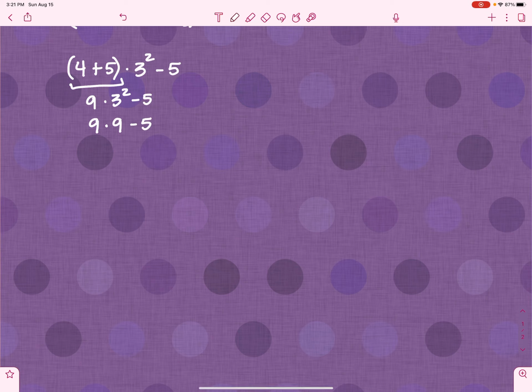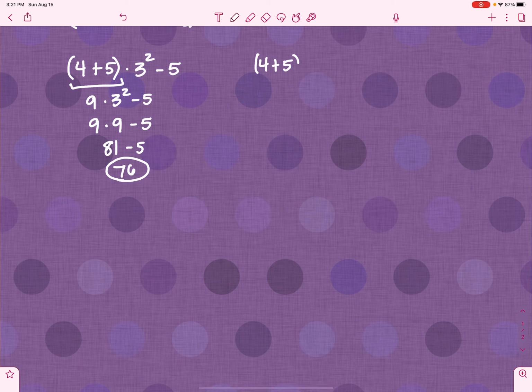Remember, I've got 9 times 9 minus 5 here. I have to multiply before I use my subtraction. So left to right, 9 times 9 is 81. 81 minus 5 is going to give me 76. Easy peasy, lemon squeezy.